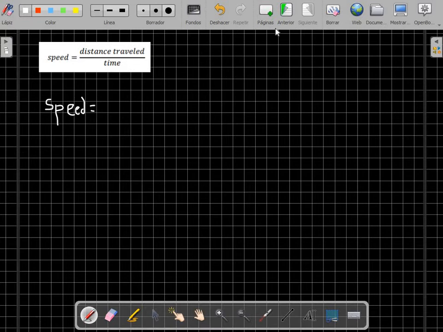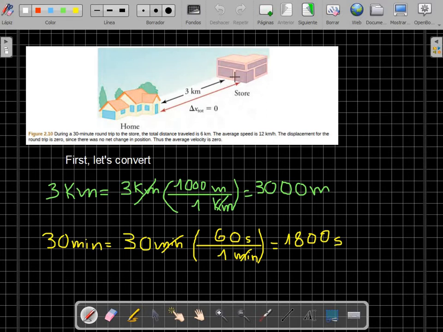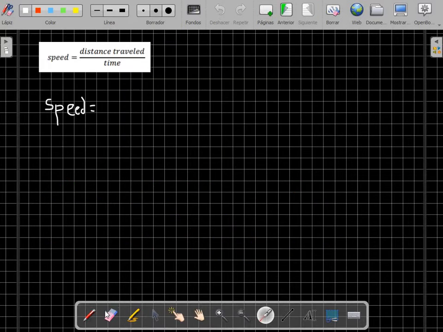And here we must be very careful, because between the house and the store there are 3000 meters. But remember, this person went to the store and then came back to the house. This person traveled 3000 meters to the store and then 3000 meters to the house. That's a total of 6000 meters. That's the distance traveled. Remember, the distance is all that you have traveled.